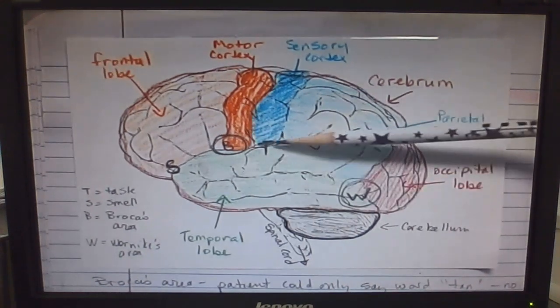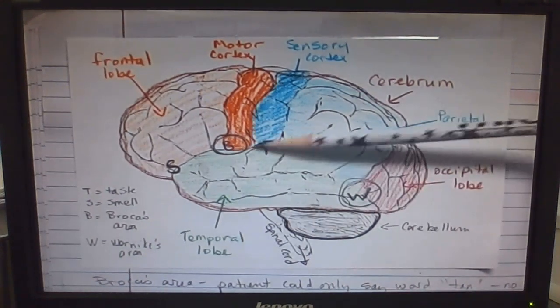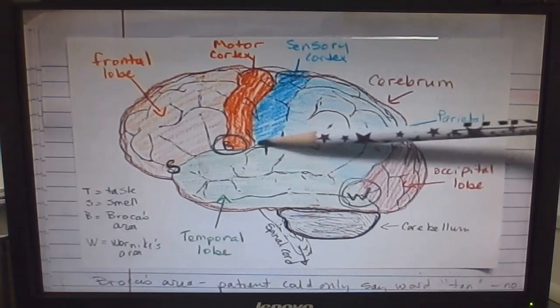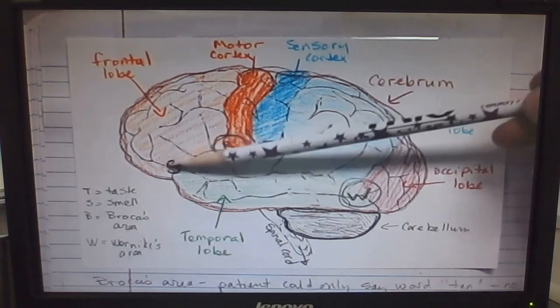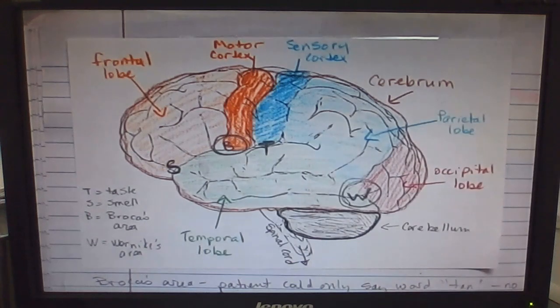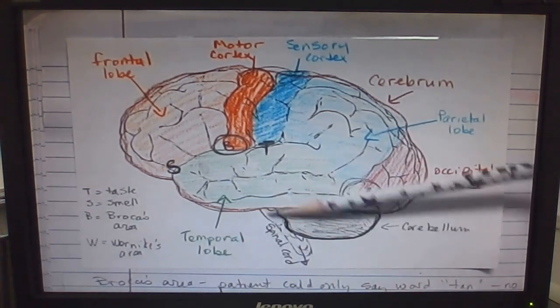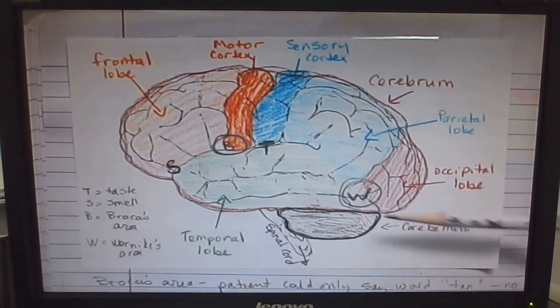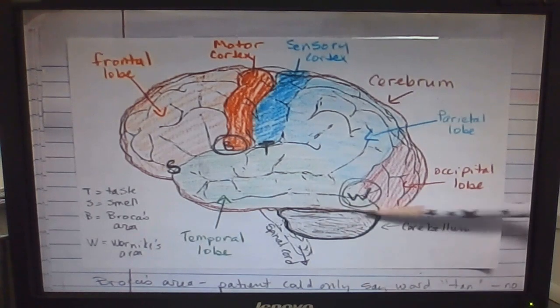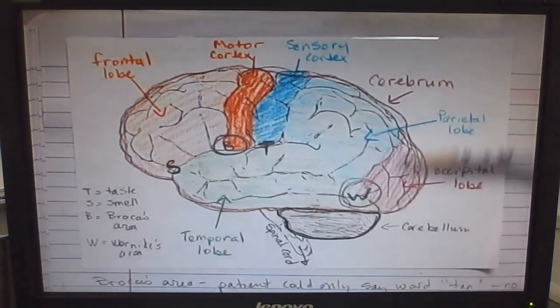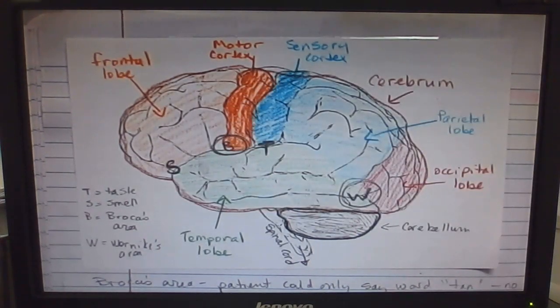Let's see, so taste, most of our sensory cells for taste are right here, most for smell are right there. And then this, of course, is the spinal cord. Okay, so cerebellum, and all of this is the cerebrum. Broca's area.